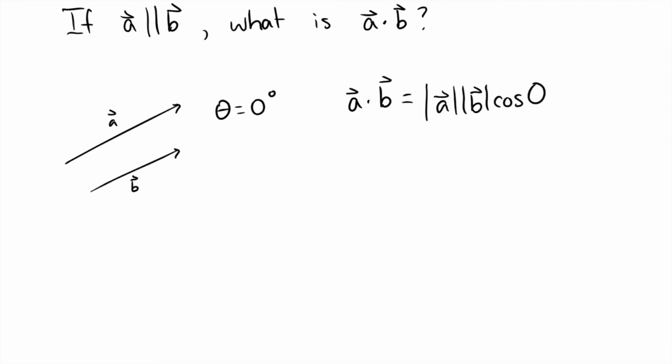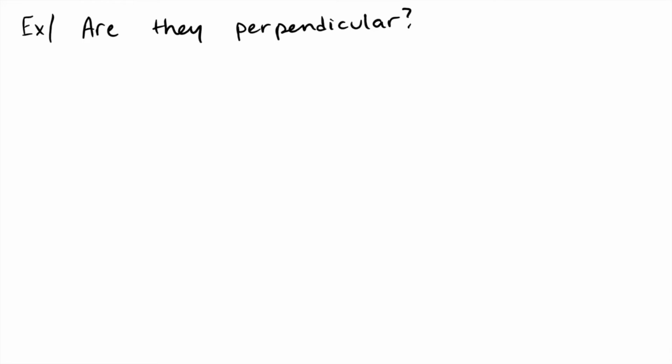So again, using that definition of the dot product, I know that the dot product of a and b will be equal to the product of their magnitudes times cosine of 0 degrees. But we should remember again from our time with trigonometry, cosine of 0 degrees is just equal to 1. And so that means that the dot product of two parallel vectors is just going to be the product of their magnitudes.